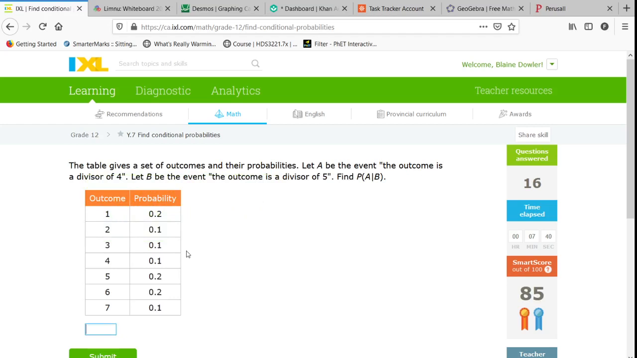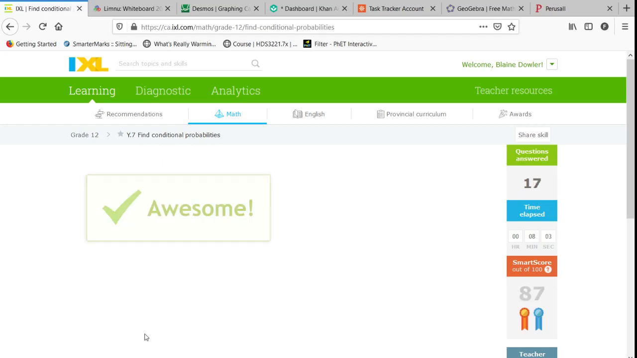Outcome A is a divisor of 4. That could be 1, 2, or 4. And B, outcome is a divisor of 5. That's 1 or 5. So 1 is the only number on both lists. The probability of A and B is 0.2. The probability of B is 0.4 when you take 0.2 plus 0.2. 0.2 over 0.4 is 0.5.